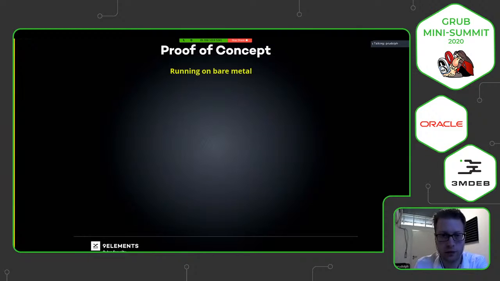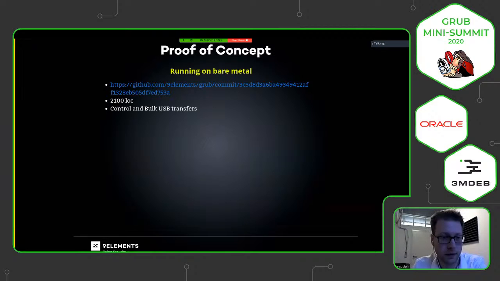I want to show you some proof of concept, first of all, before diving into the implementation itself. You can find it on GitHub. It's open source. We have about 2,000 lines of code. We've implemented control and bulk USB transfers, which are the only two transfers used by GRUB. It's working on QEMU, and we've tested it on Intel Coffee Lake platform.